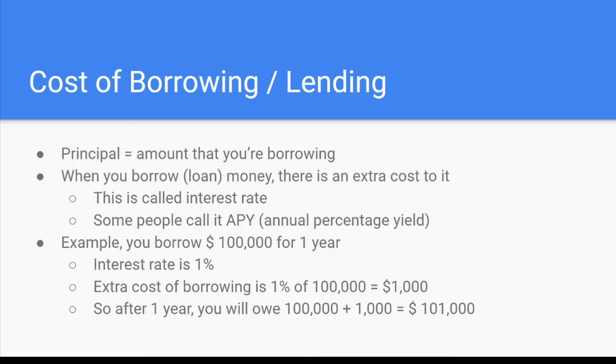For example, you borrow $100K for 1 year. The interest rate is 1%. So the extra cost of borrowing is 1% of 100K, which equals 1K. So after 1 year, you will owe 100K plus 1K, totaling 101K.